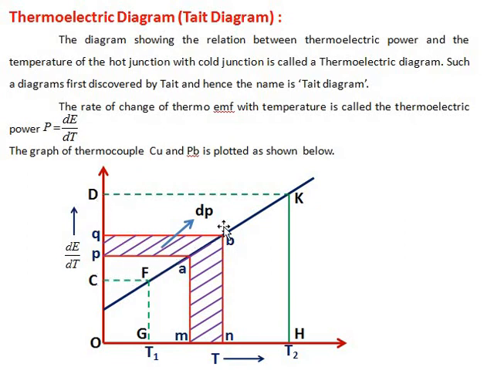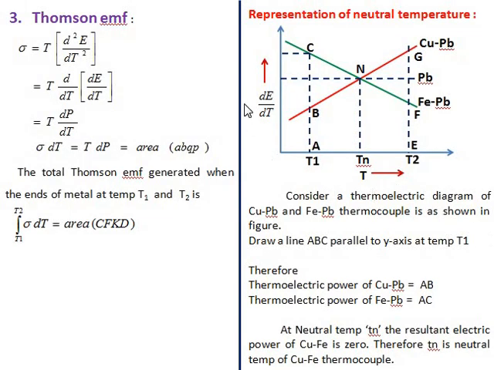So this area, dear students, from this graph we can find the Thomson EMF. Now, next point, representation of neutral temperature. This is the last point. Here we drew the thermoelectric diagram, or Tate diagram, for two thermocouples, CuPb and FePb: copper lead and iron lead thermocouples. Now consider the thermoelectric diagram of the copper lead and iron lead thermocouple as shown in the figure.